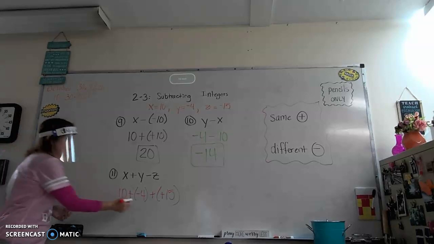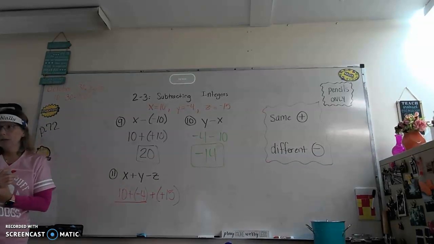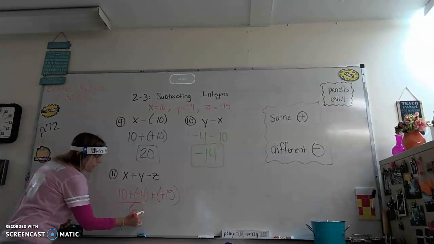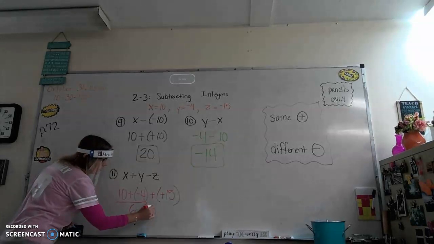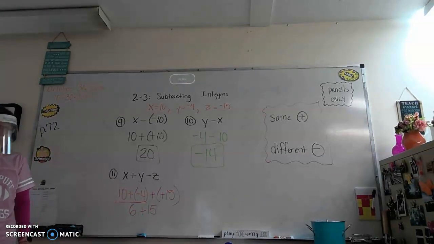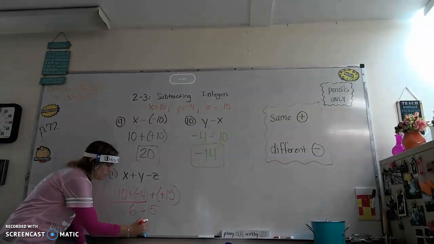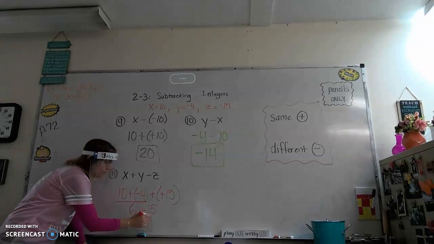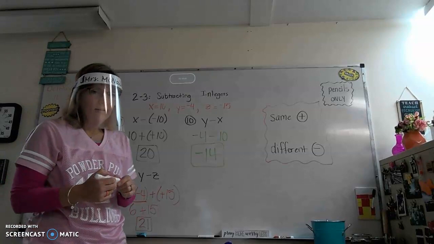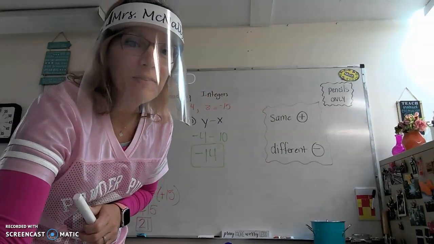Okay. So first I'm going to do this part. 10 plus -4 equals 6. Then I'm going to bring down this part that I haven't used yet. And I could just write one plus sign. I don't need two anymore. Okay? And you got 6 plus 15, which is 21. Wow. That was good, Owen. Let me know if you have any questions.